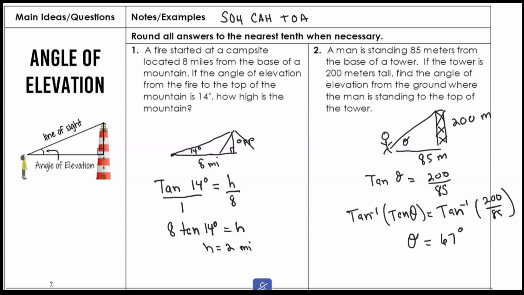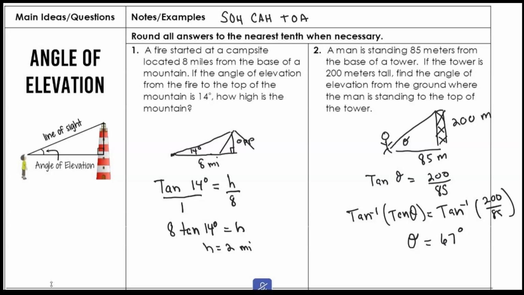For number 2, we have a man standing 85 meters from the base of a tower. If the tower is 200 meters tall, find the angle of elevation from the ground where the man is standing to the top of the tower. Make sure that you draw your picture. So we're going to go ahead and draw a picture. Go ahead and make sure you draw a picture.